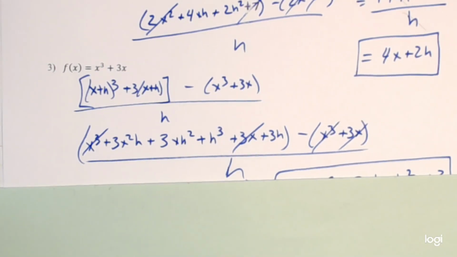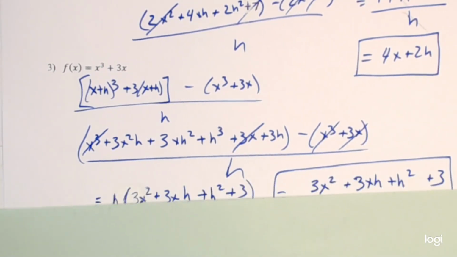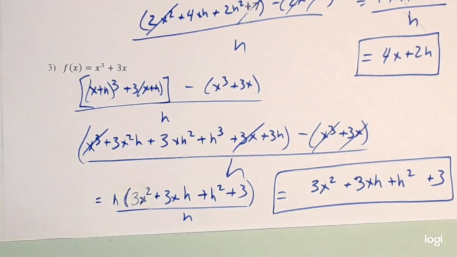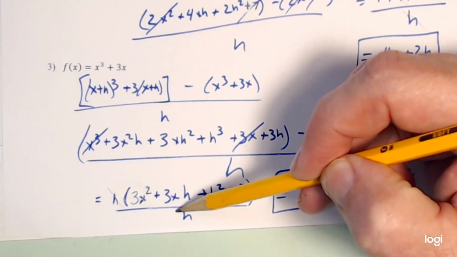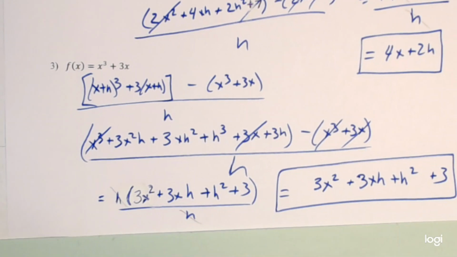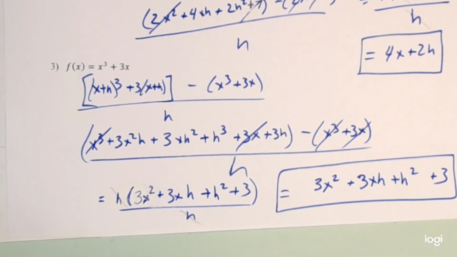X cubes cancel, 3x's cancel. Everything that's left had an h in common. Factor it out, those h's cancel. You've got a difference quotient of 3x squared plus 3xh plus h squared plus 3.